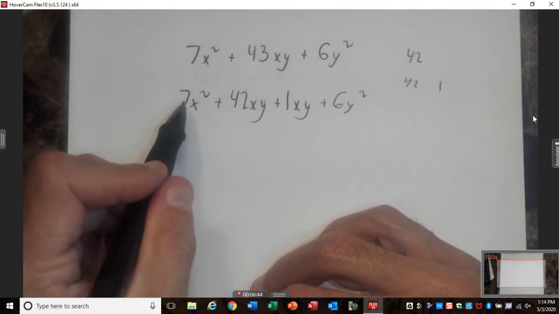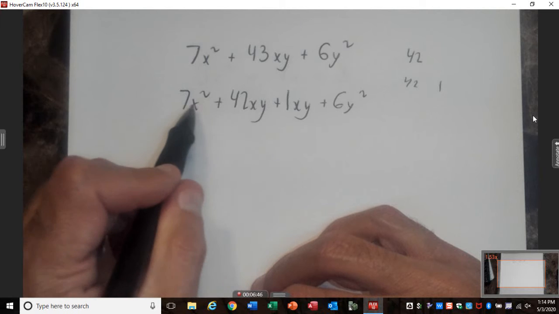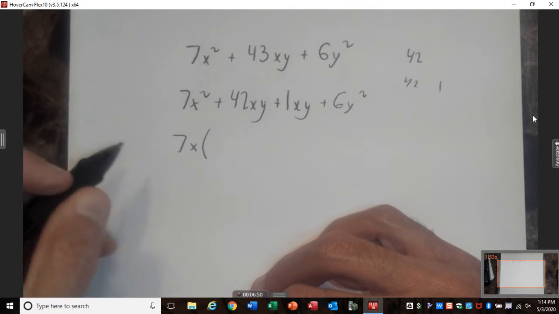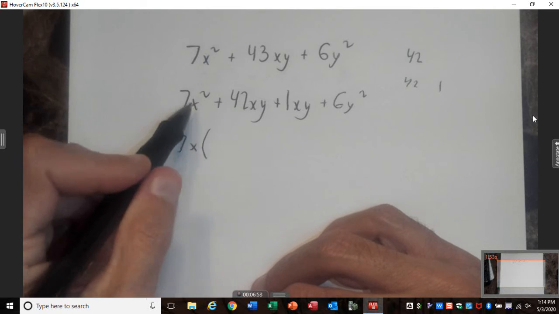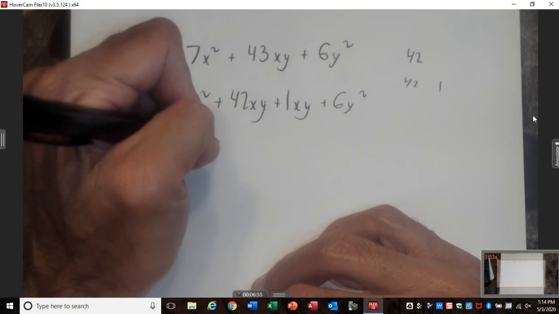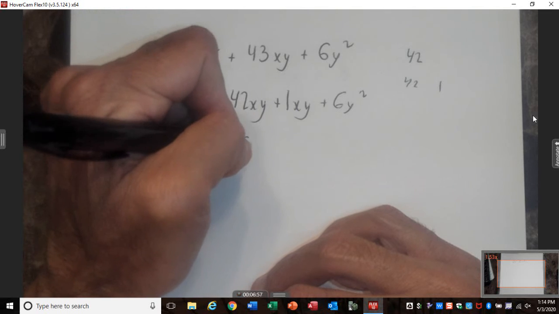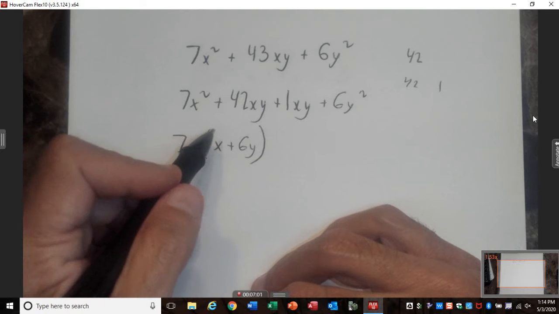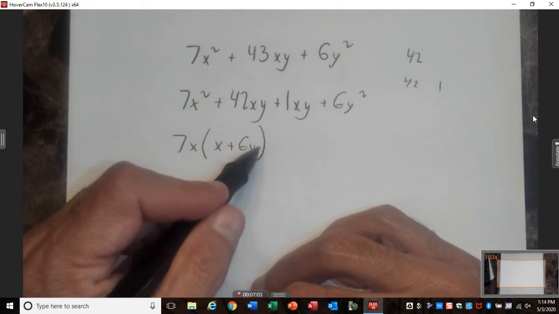Okay, now take these two and find out what's common. Well, what's common is a 7 and an x. So divide by 7x, you're going to get x plus 6y. Just look at it for a minute. You'll see it. 7x squared plus 42xy.